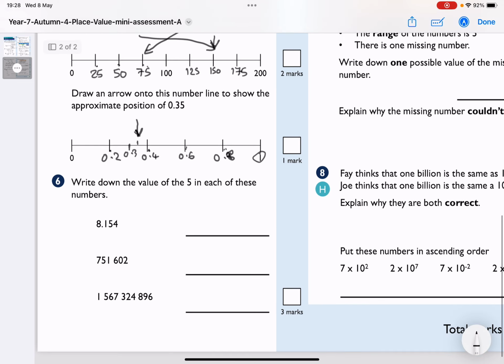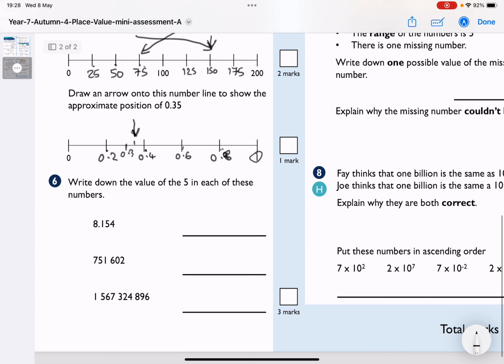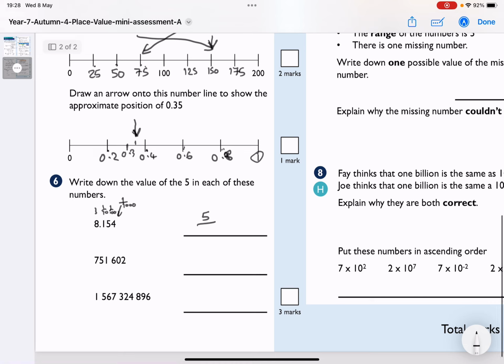And finally on this bit, write down the value of the 5 in each of these numbers. Well, it's all about place value, as the topic is. I've got the ones, the tenths, the hundredths, and then this one is the thousandths. So the 5 is in the hundredths, so it's 5 hundredths. That's what I would write here.